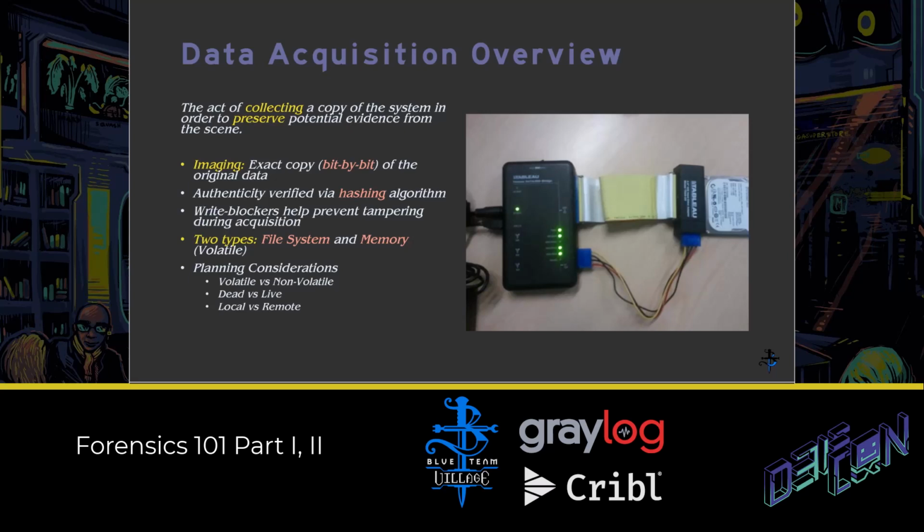And there are two types: the file system and memory. Then you have to take into account the planning considerations of how you want to acquire the data. Do you want a dead system? Do you need it alive? Can you do it locally or do you have to be remote? Those are things you have to take into consideration when you start trying to acquire your data.